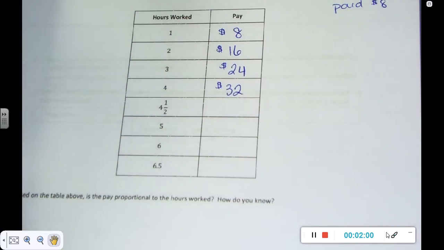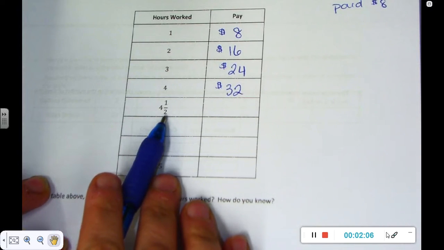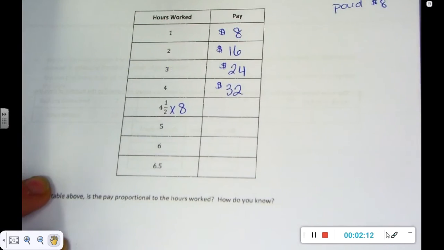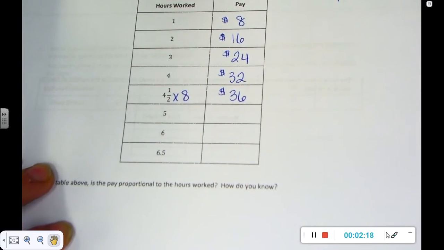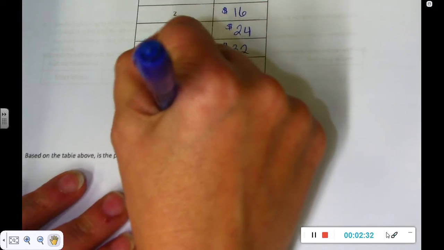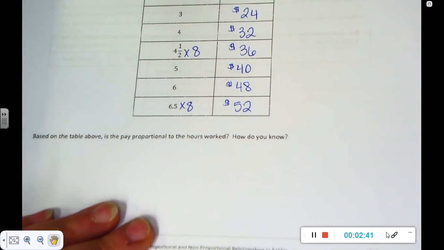And then the next one gives us a little bit of a curveball here. Now, you're working for 4.5 hours. So in order to figure this out, we have to multiply 4.5 times 8. And when we do that, we find out that we're paid $36 to babysit. If we work for 5 hours, we'll get $40. If we work 6 hours, we'll get $48. And then this last one again, 6 5/10 or 6.5 hours. Again, to determine it, we're just going to multiply it by 8 because that's our per hour rate for babysitting. And we find out that we're paid $52.